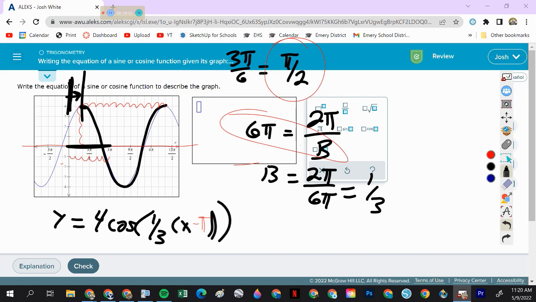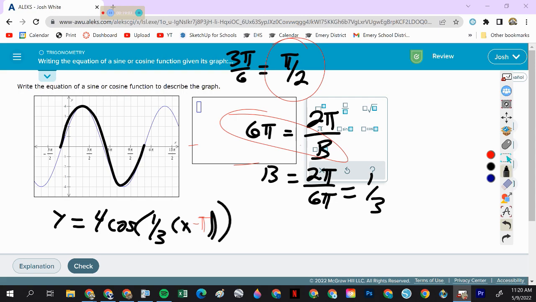Now you could do the sine graph, if you prefer. You could do this. So that is going to shift left pi over 2. So y equals 4 sine of, it's the same period, 1/3 x plus, yes, plus pi over 2. That is the same formula. Those are equivalent at every point. Okay.